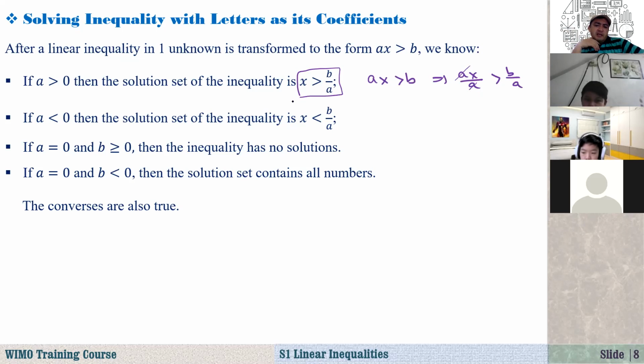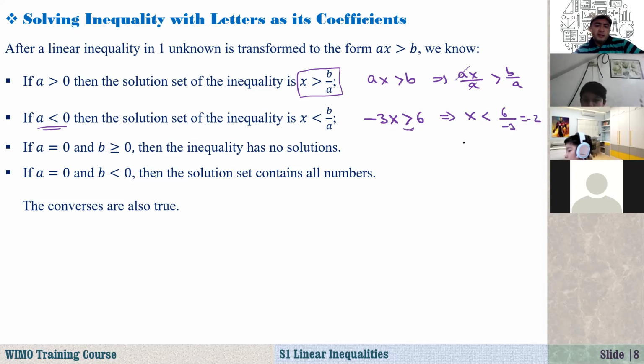How about if a is less than 0? Again, we know that if you are dividing both sides by a negative number, we need to change the inequality sign, right? It was greater, now it becomes less than, because you are dividing both sides by a negative number. For example, negative 3x is greater than, let's say, 6. Now, if you divide both sides by negative 3, what do I have here? So here we have x, because negative 3 over negative 3 is equal to 1. And I need to change the inequality sign: less than 6 over negative 3, which is equal to negative 2.